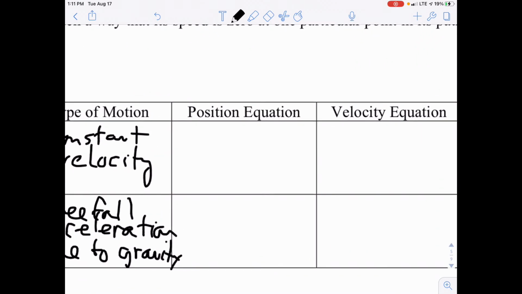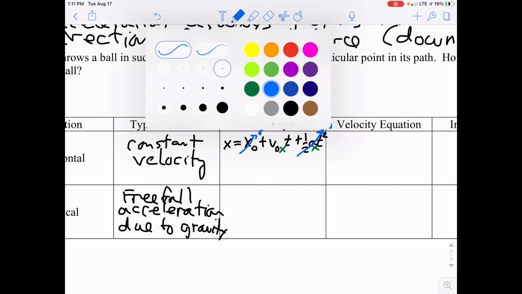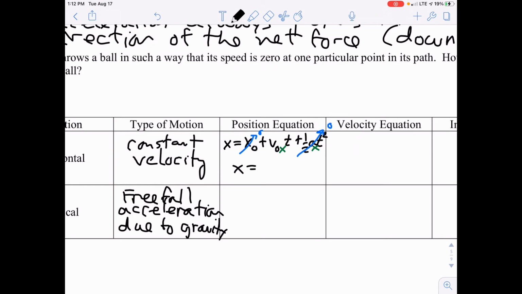The position equation for the horizontal direction is x equals v naught t. Well, technically it's x equals x naught plus v naught t plus 1/2 a t squared. But here's what I'm going to do. I'm going to put a v naught x here, an a in the x direction here, and I'm going to cancel some things. One, the initial position is always 0 unless we're told otherwise. Since we're moving with constant velocity, we have 0 acceleration in the x direction. Therefore, the remaining equation is x equals v naught x times t. We will describe what v naught x is in a minute.